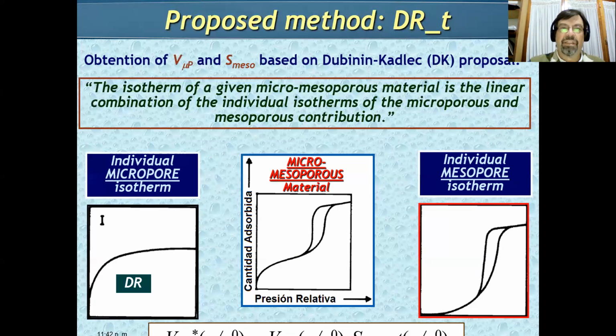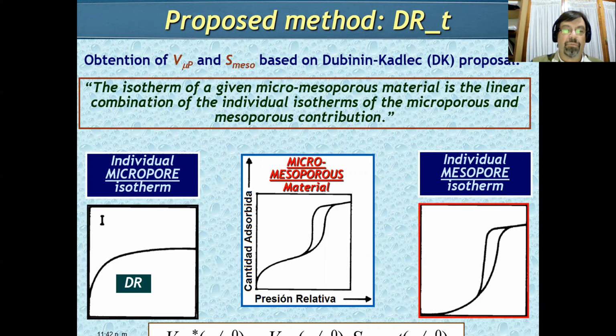This method is based on the Dubinin proposal, where they say that the isotherm of a given micro-mesoporous material is the linear combination of the individual isotherms of the microporous and the mesoporous contribution. For example, this type of microporous and mesoporous isotherm we can put as a combination of individual microporous isotherms and individual mesopore isotherms. We can put this combination by the equation.